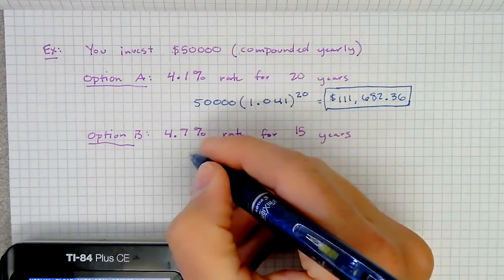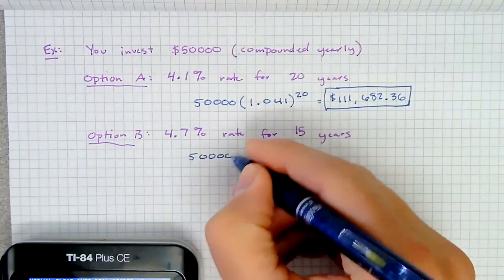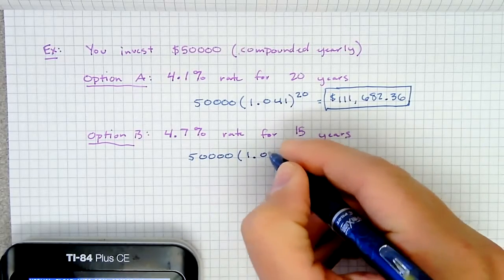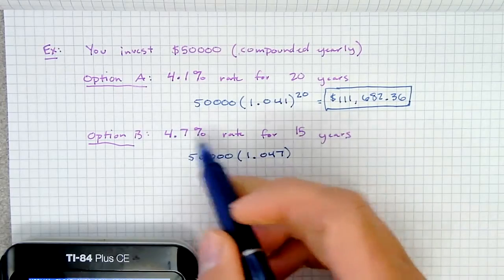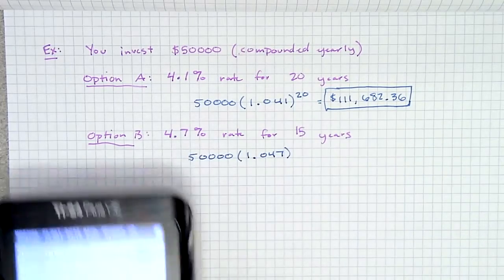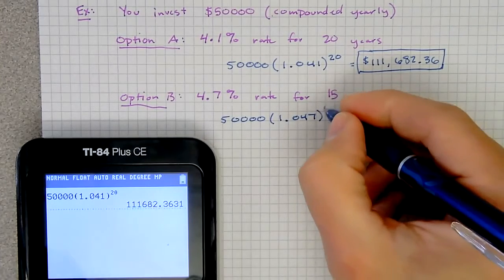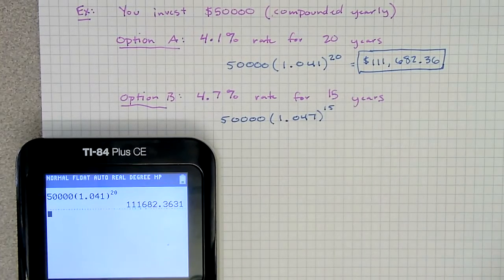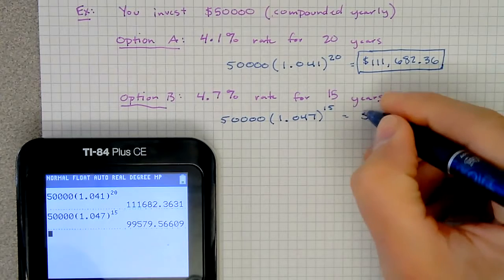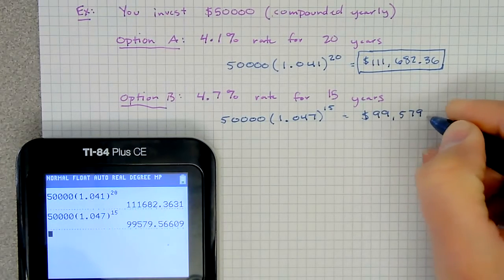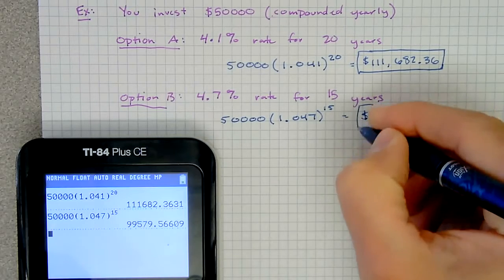Option B, okay, very similar. Start with our 50,000. Their new multiplier should be 1.047. Okay, 1 plus our interest rate of 4.7%. New exponent since we're only doing it for 15 years. So 50,000 times 1.047 for 15 years. Has a return of $99,579.57.